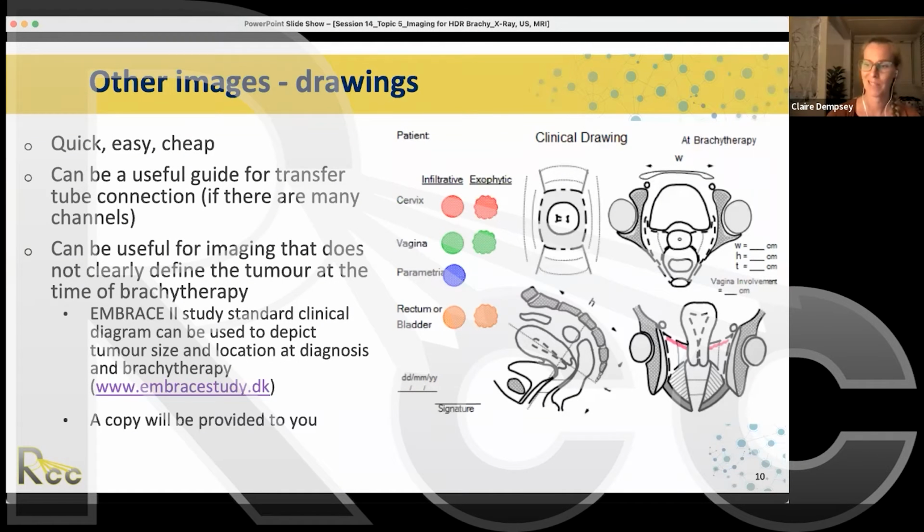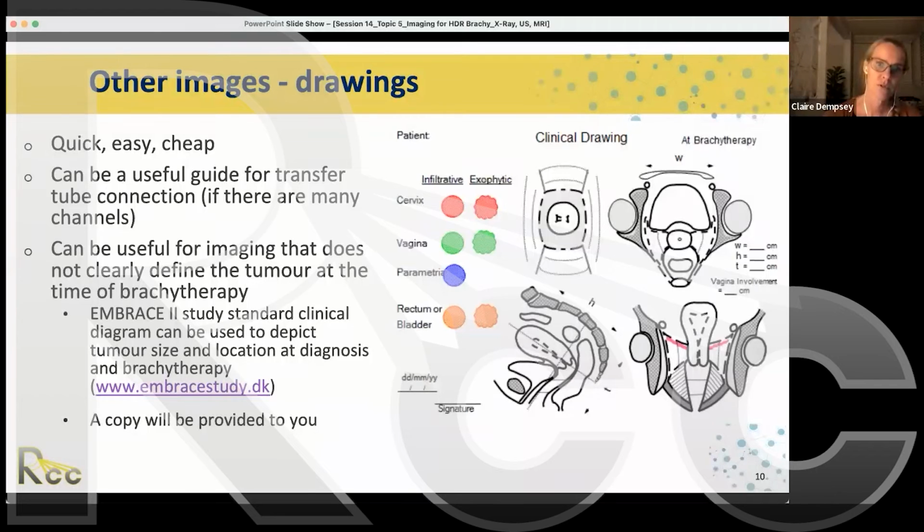So in my department, we take a photo and we also do a hand drawing of where the channels are in relation to each other and how they should all be connected up if we have patients with more than 3 channels to connect up. So what we've got here on the right is a clinical drawing template. And this was developed as part of the Embrace 2 study. So you can actually download this from the Embrace study website, but I've actually got a PDF copy that will be provided to all of you after the presentation today.